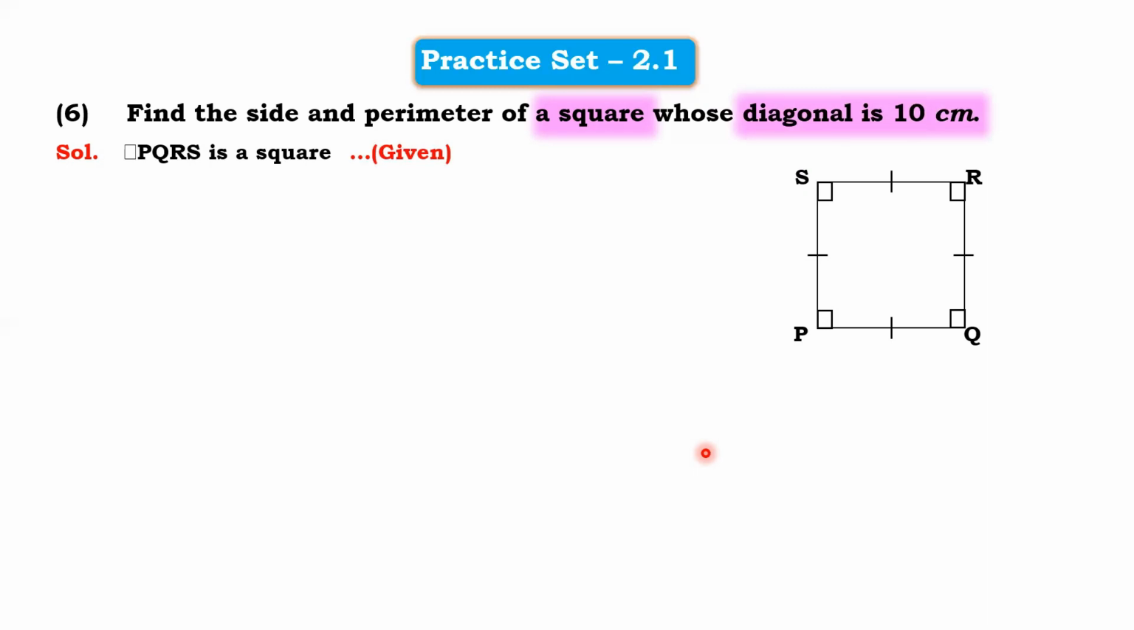Diagonal means we can draw diagonal QS or we can draw diagonal PR. Any one diagonal we can draw. Let us say we are drawing diagonal PR. So we know that diagonal PR is 10 centimeter. We have already mentioned that quadrilateral PQRS is a square. It's given to us. Now students, we all know what we are supposed to find? We are supposed to find the side of a square.